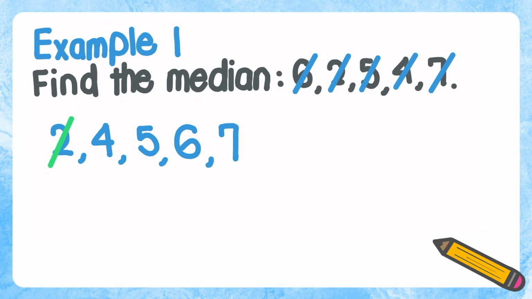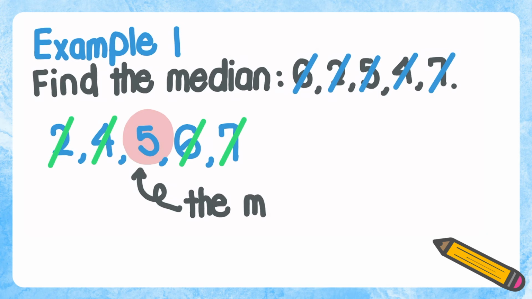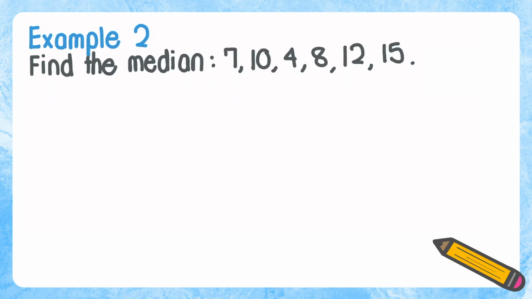And now I want to find the middle, so I'm going to cancel out from both sides and see what remains in the middle. And I notice that 5 is in the middle, so this is the median. Again, I reordered numbers from least to greatest and found the middle number. And so the median here is 5. Let's look at another example.